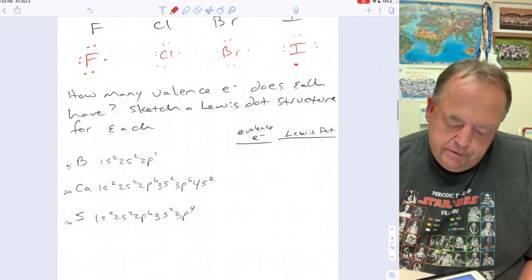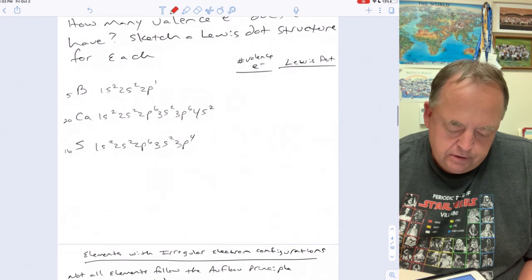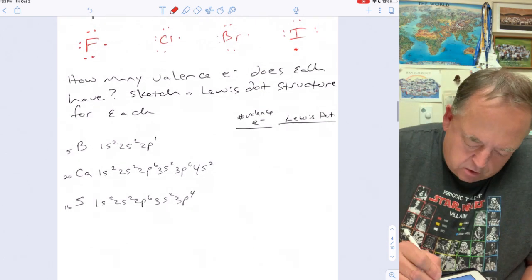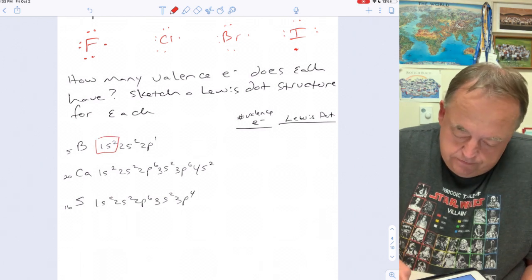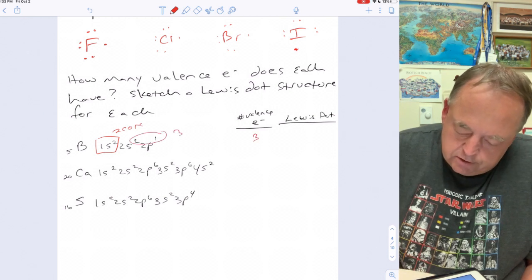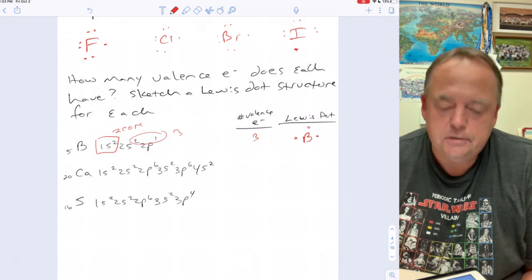Okay, so how many valence electrons do each of these have? Boron, calcium, and sulfur. So there's the hard way and the easy way, right? The hard way is to look at the noble gas core. So that would be 2 core electrons, and then that would be 3 valence electrons. So a Lewis dot structure for boron, 1, 2, 3 dots.